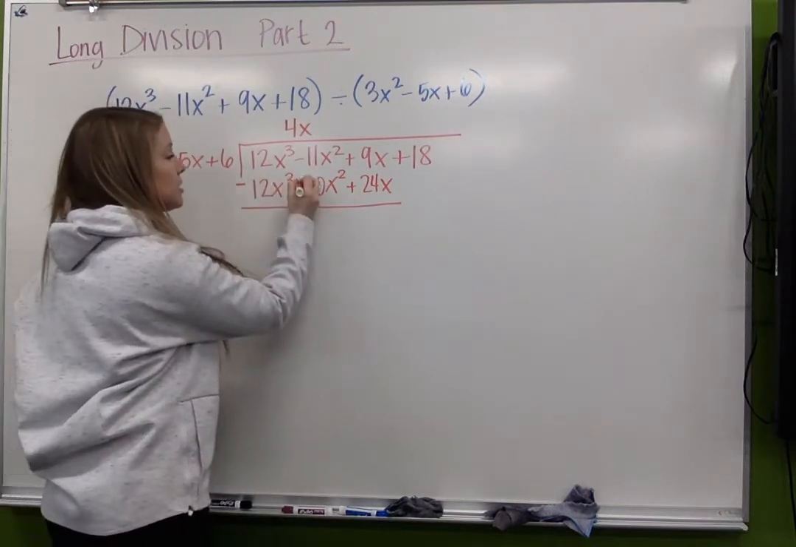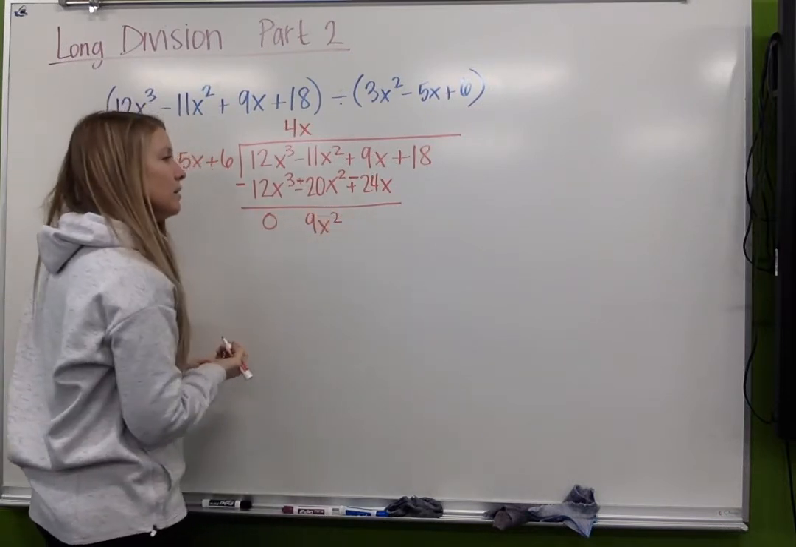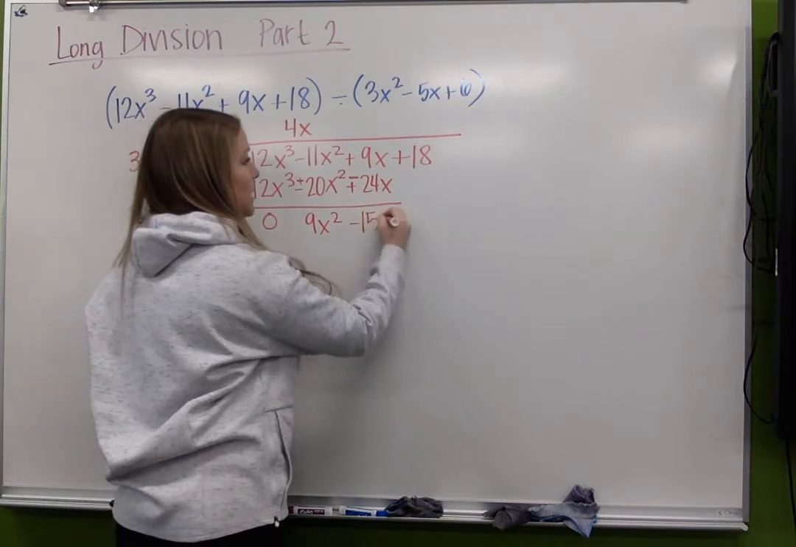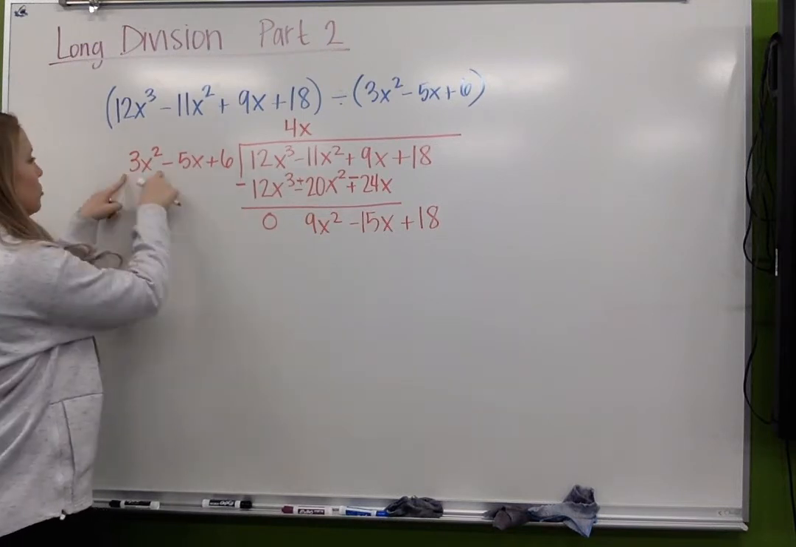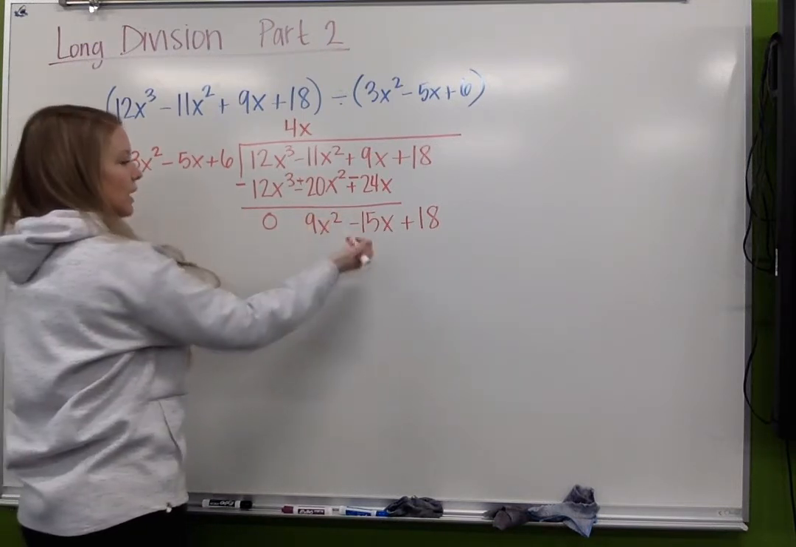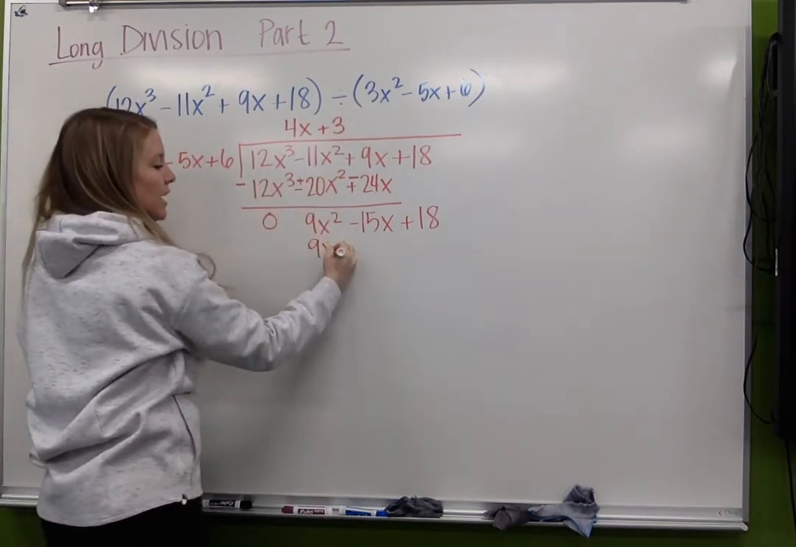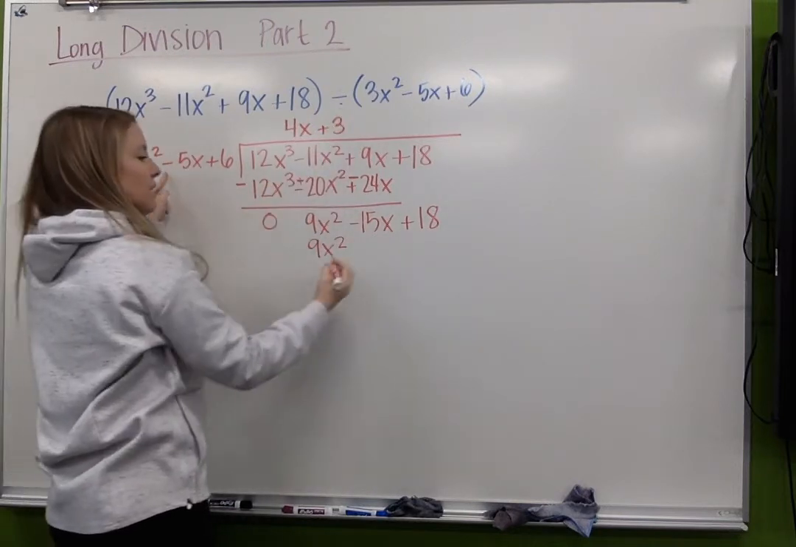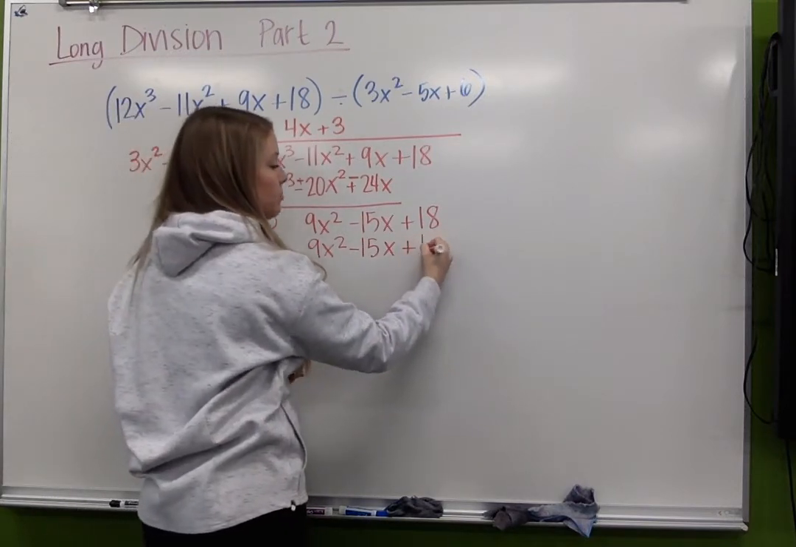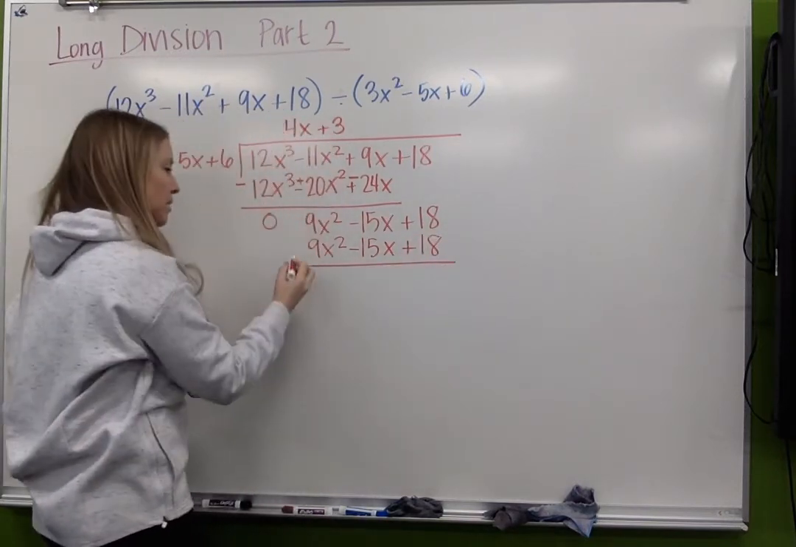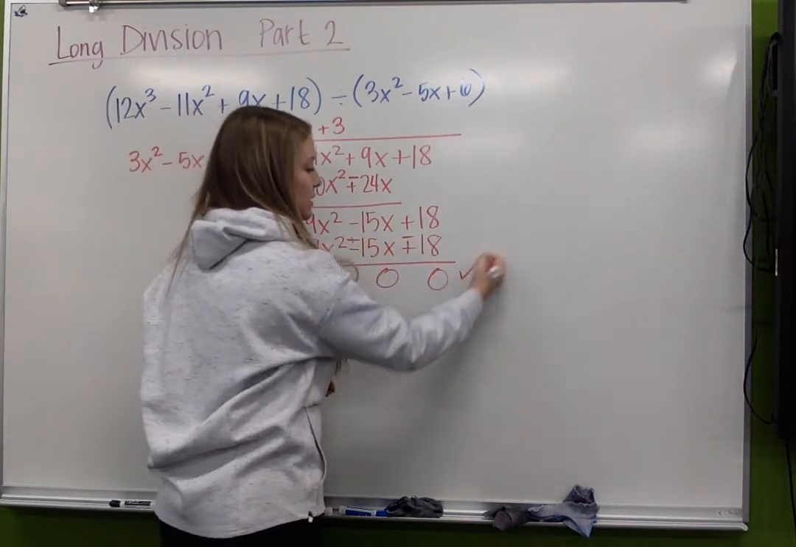So when I subtract, I'm going to change my signs. I get 0, 9x squared minus 15x plus 18. Okay? So how do I get 3x squared to look like 9x squared? I need to multiply by a positive 3. So 3 times 3x squared is 9x squared. 3 times negative 5x is negative 15x. And 3 times 6 is a positive 18. When I come in and subtract, I change my signs. And I get 0, 0, 0.